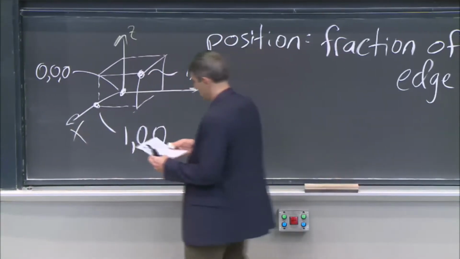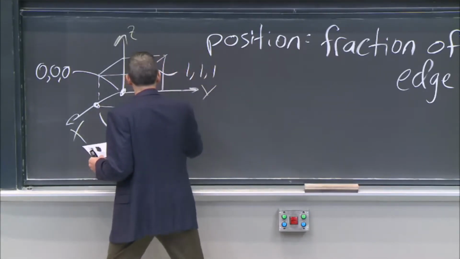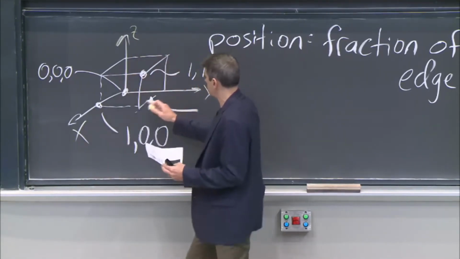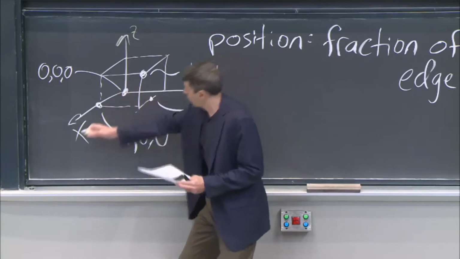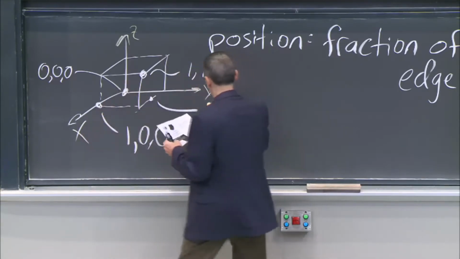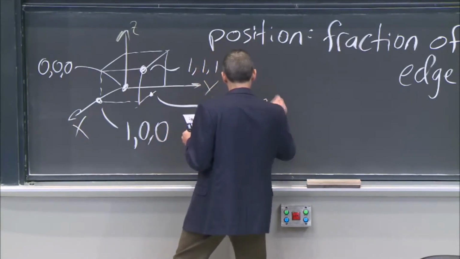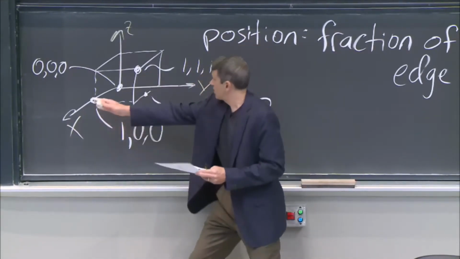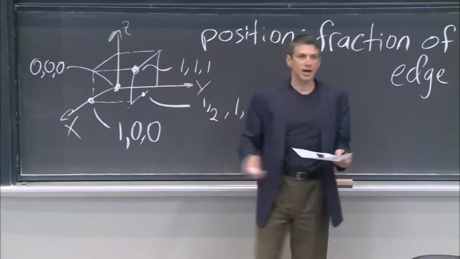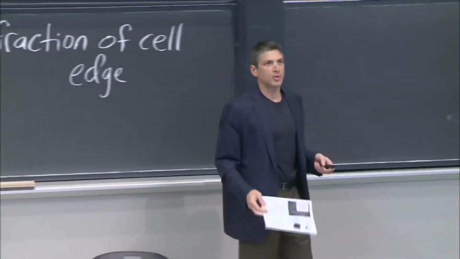All right, and let's do one more. This point here, right? Well, that's going to be, okay, over a half now. So it's a half, and then 1, 0. It went over a half, over 1, up 0. So it's a half. Okay, good. This is just where we are. We're just getting warmed up.